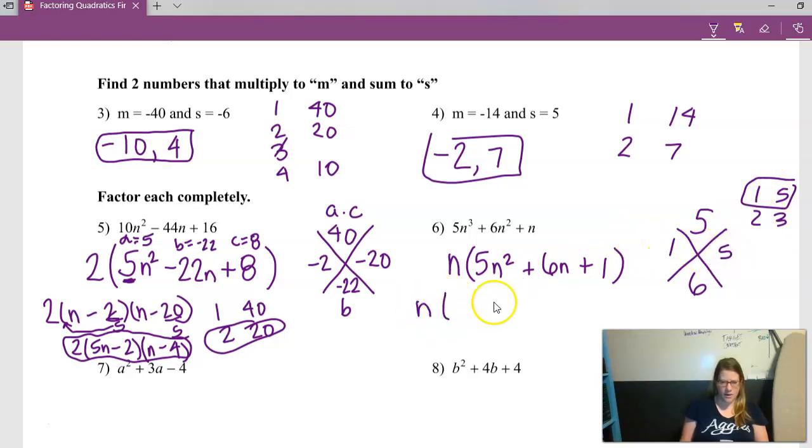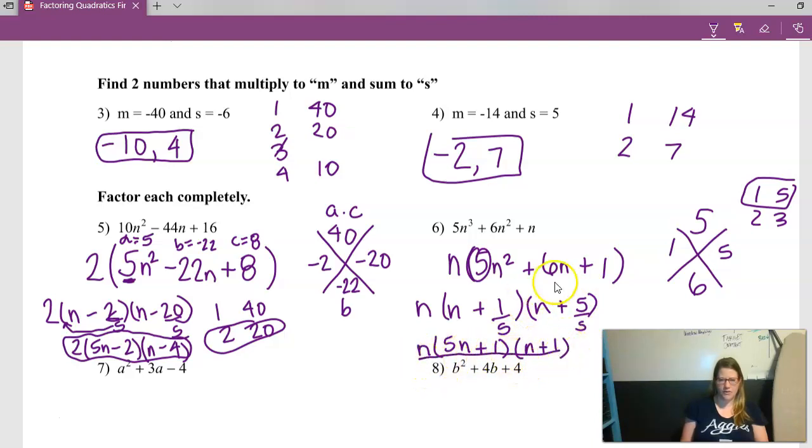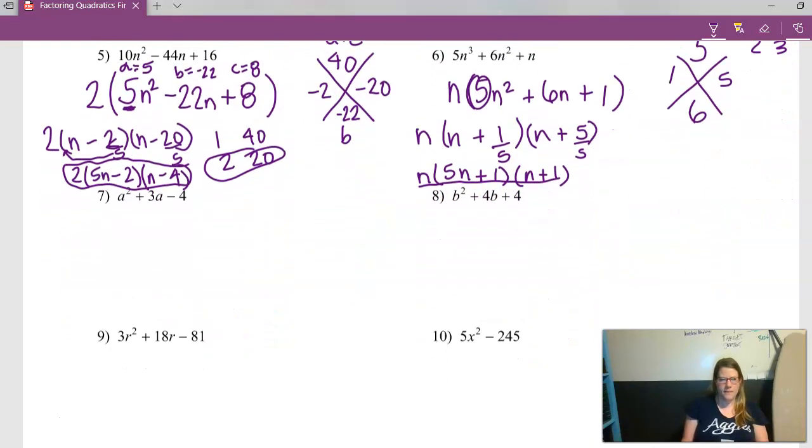So we'll come back over here. We have n plus 1 times n plus 5. And then we just need to divide each of these terms by a. So 5 will need to come in front of n. So we'll go in or reduce. And 5 divided by 5 is 1. Okay, so there's our result. That's the factored form.